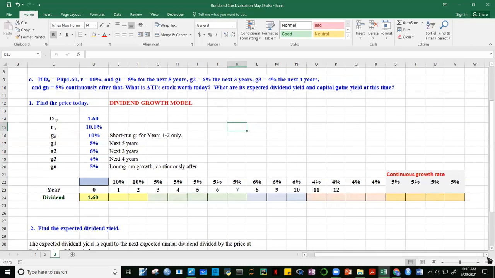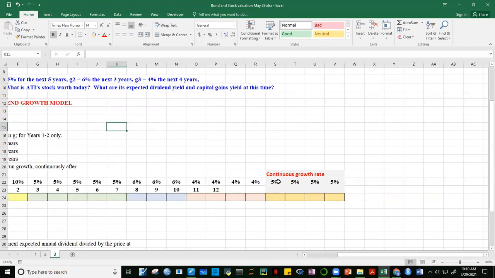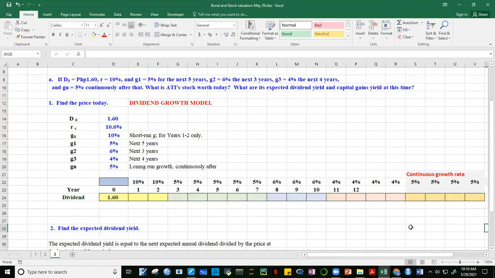Ito. So from this one, continuous na. Hindi ko na lang tinuloy-tuloy, but tuloy-tuloy yan. Continuous growth rate na yan. Okay. Now, ang question, what is the price of this stock? Okay, so yun ang gusto natin malaman. Ang dividend daw ngayon is 1.6.